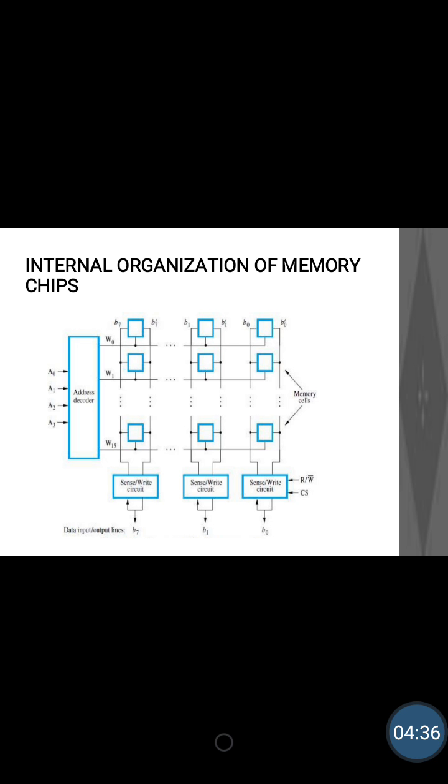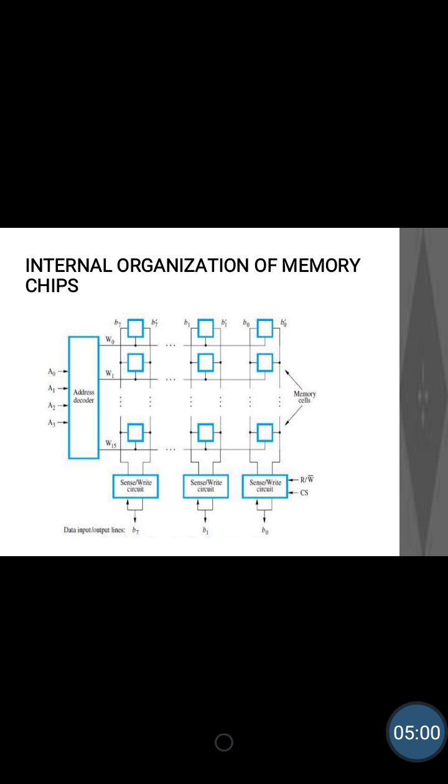The figure you are looking at shows an organization of 16 into 8. The memory size is 16 into 8, that is 128 bits. The data input and data output of each of the sense and write circuits are connected to a single bidirectional data line. This will be connected to the data bus of the computer.